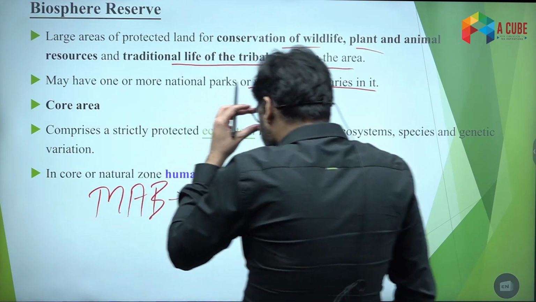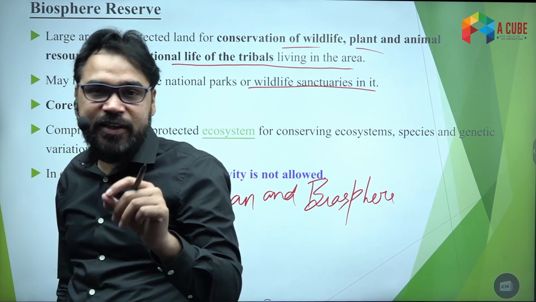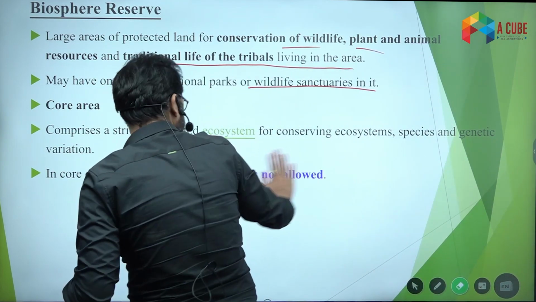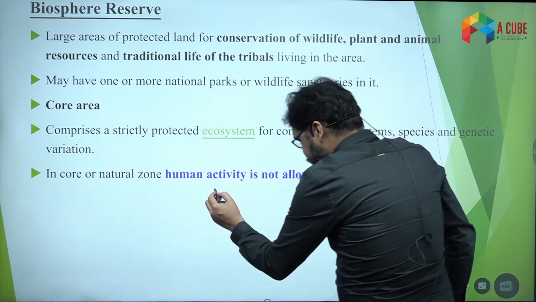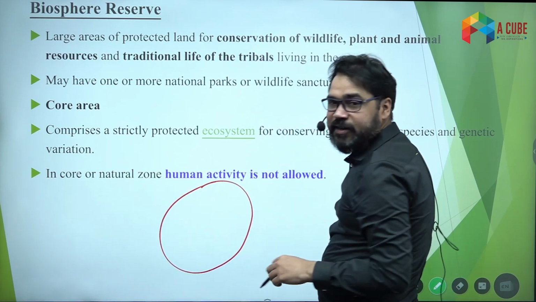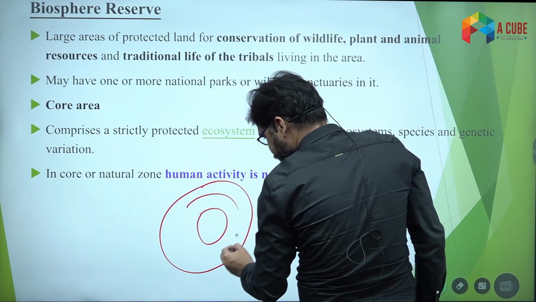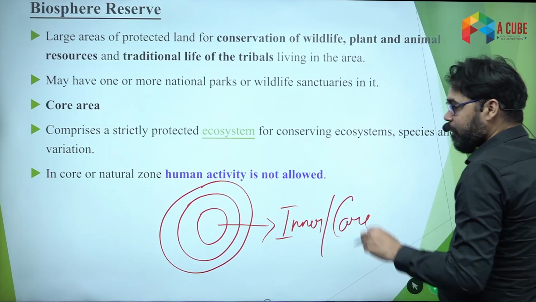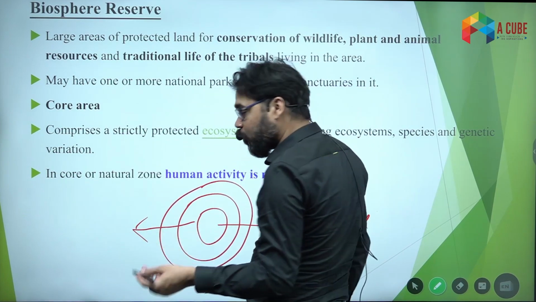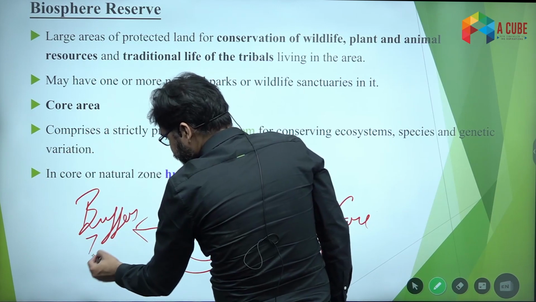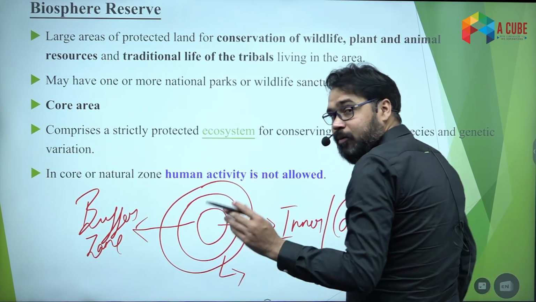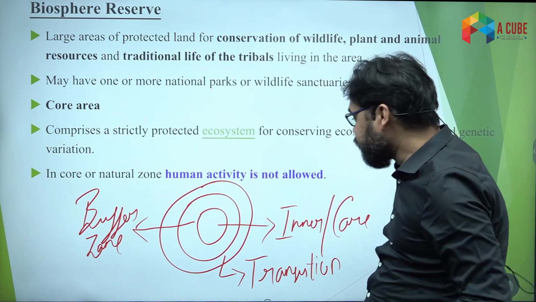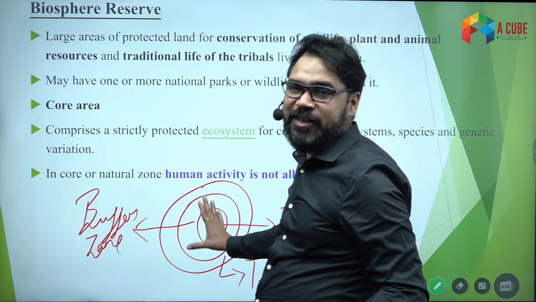Now, when I speak about biosphere reserves, they have a very simple fundamental. What exactly is that? How does management take place in biosphere reserves? See, if I say that this is the entire boundary of a biosphere reserve, this innermost region is known as the core. Just outside of the core, you have the buffer zone. And the most outside one is known as the transition zone. This is how core and buffer management works in a biosphere reserve.